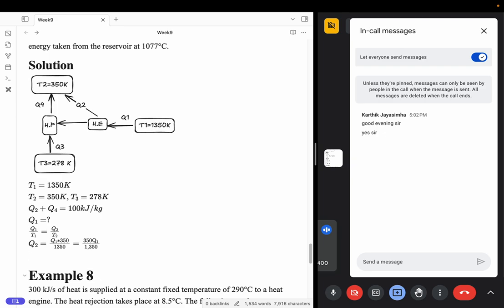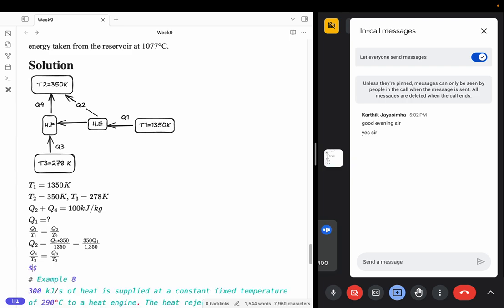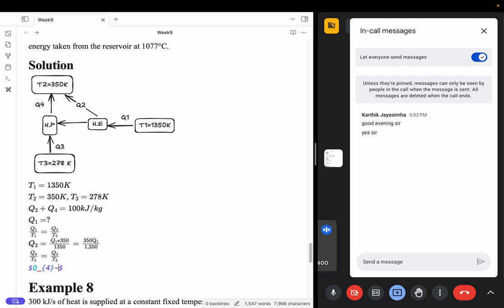So what is Q4? If we use the same relation as we have, again we use Q4 by T4 is Q3 by T3. Sorry, there is no T4, T4 equals T2. And we also know that the amount of work done will be the same for both of them. So Q4 minus Q3 should be equal to Q1 minus Q2.